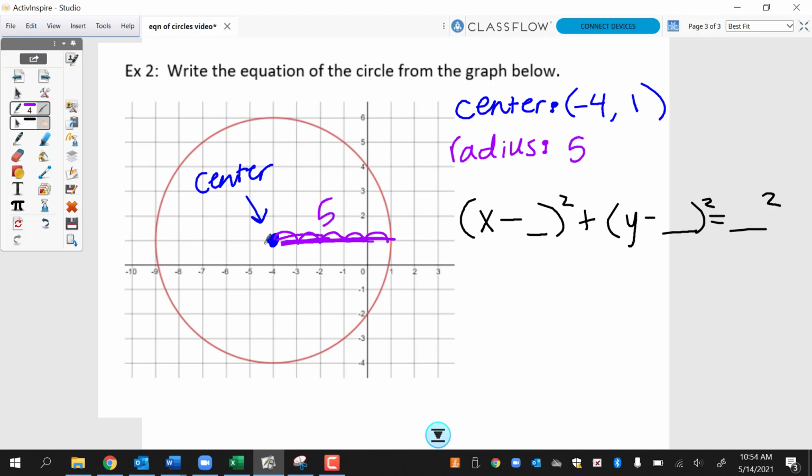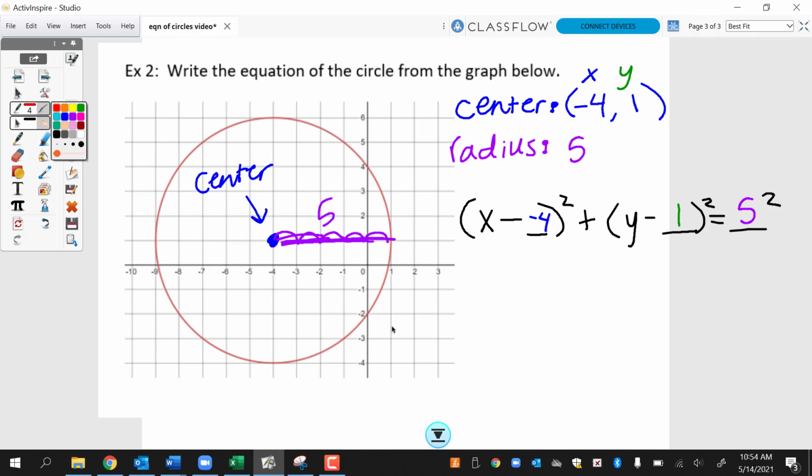You could draw it this way, or straight down, straight over, or straight up. Any of those, they all give you 5, because we're in the center. If you counted these and they were different numbers, then that means your center was not correct. So here we go. For my center, I know the x number goes first and the y number goes second. So next to my x, I'm putting negative 4. So I have a minus negative 4. My y number, I'm just putting a 1. And then my radius goes at the end. It is 5.